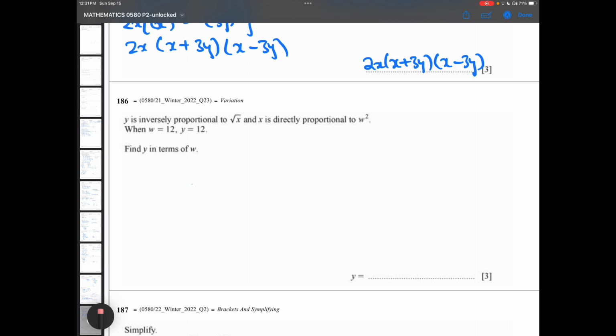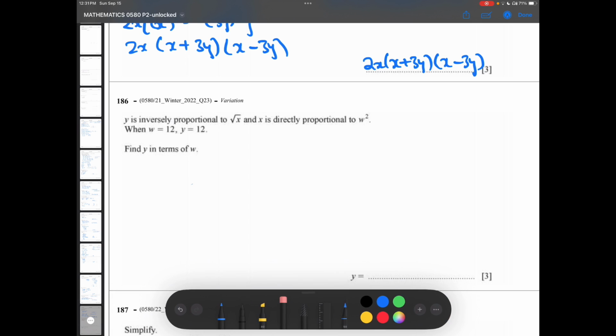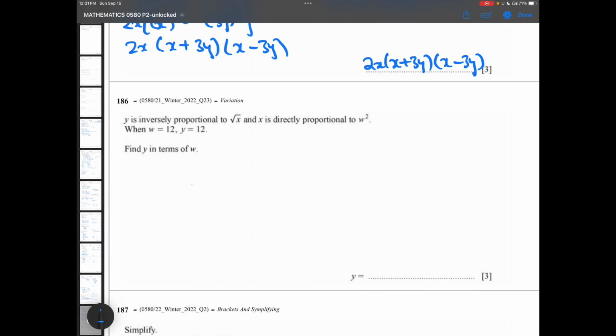It says y is inversely proportional to square root x. I will write y is equal to k upon square root x, and it says x is directly proportional to w square. So this equation becomes x is equal to kw square. Now I have been given the value for w and y, and I have to find y in terms of w.